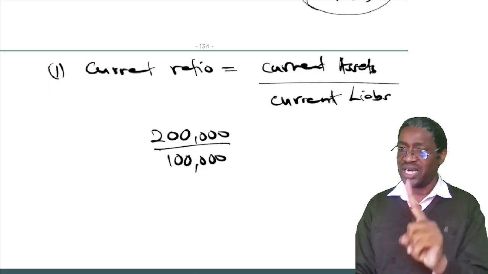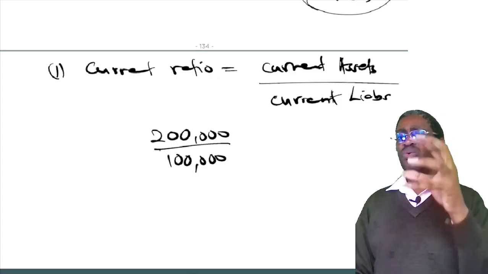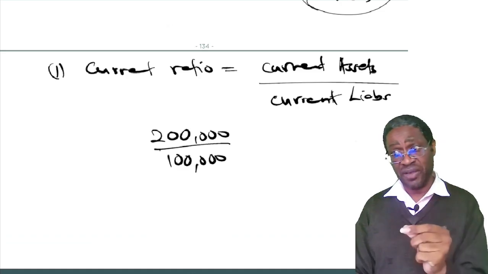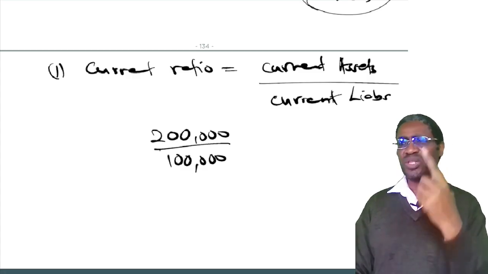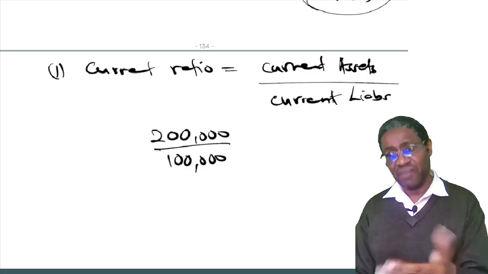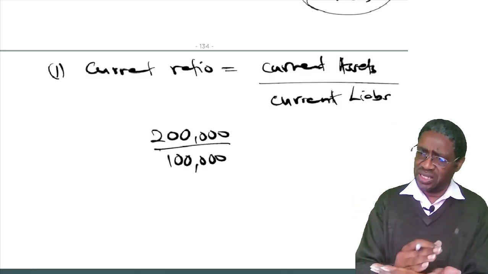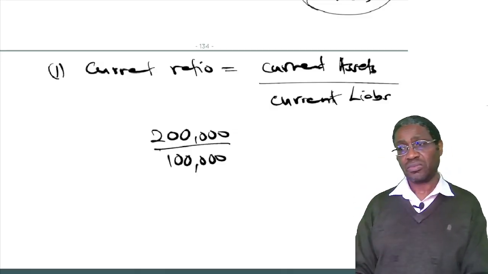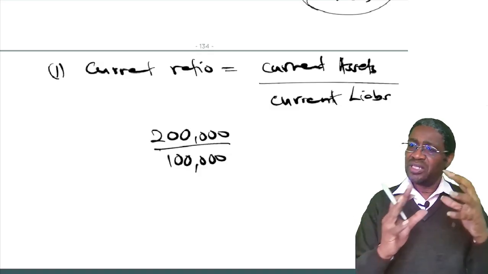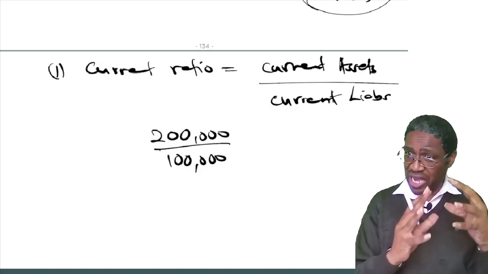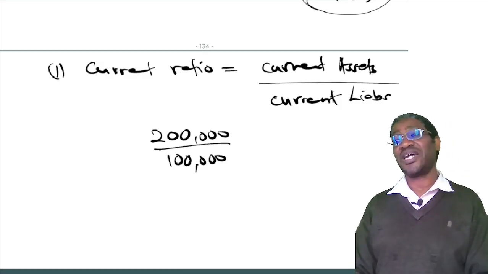You know, current liabilities are which kind of liabilities? These are liabilities that should be repaid within a short period of time, usually less than a year. So you cannot compare current liabilities with long-term assets. You compare the liabilities with the assets that match those liabilities. So the assets that match those liabilities are the current assets.